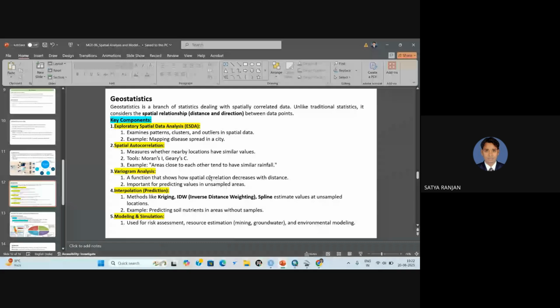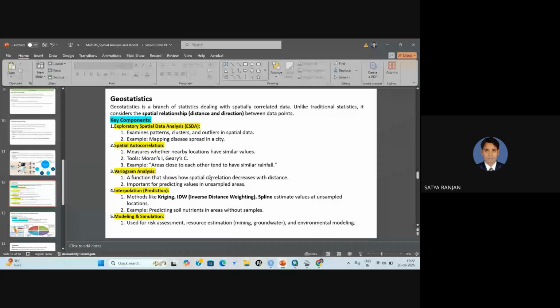It's a branch of statistics dealing with spatially correlated data, unlike traditional statistics. Various components are there of geostatistics, like exploratory spatial data analysis, that is, examining pattern, cluster, outlier in spatial data, for example mapping disease spread in a city. Then spatial autocorrelation, which measures whether nearby locations have similar values or not. Areas close to each other tend to have similar rainfall. So it can also be found what is the relationship between the different locations and the rainfall or temperatures or humidities.